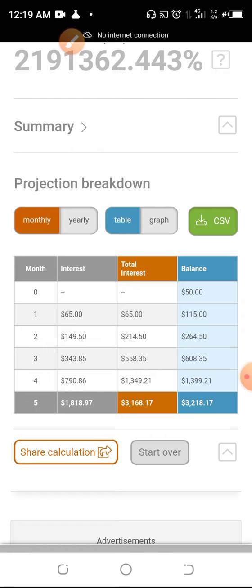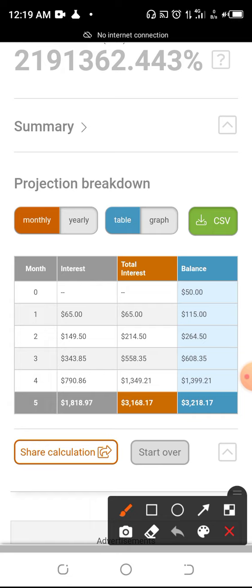So now if we look at month 1 here, we'll see that our initial balance was $50. Then after trading month 1, we made an interest of $65.